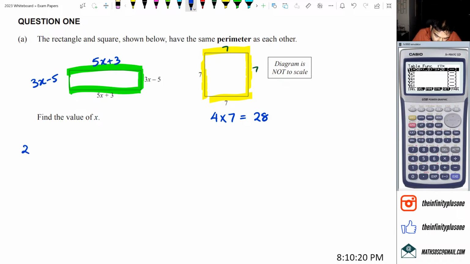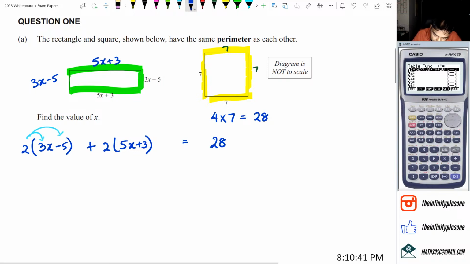So you've actually got 2 lots of 3x minus 5 plus 2 lots of 5x plus 3, and all of that is equal to 28. All right, so hopefully you guys can get that. Now the next part is we need to expand the brackets.